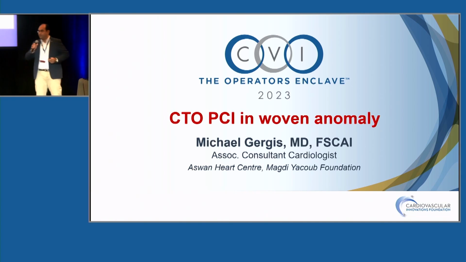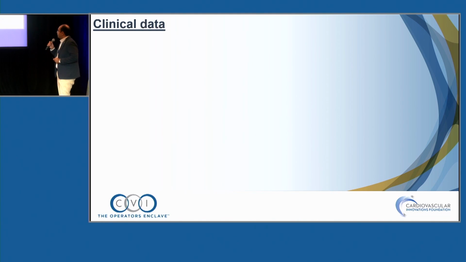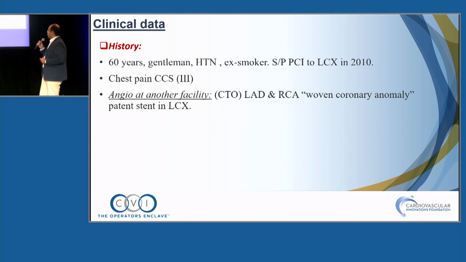Good afternoon, everyone. Thanks for having me at such an elegant meeting. My case is CTO PCI in woven anomaly. I'm Michael Gergis from Aswan Heart Center, Egypt. I have no disclosures. The patient is a 60-year-old gentleman, hypertensive, ex-smoker. He underwent PCI to the LCX back in 2010 and remained asymptomatic until 3 months before this presentation with worsening angina.